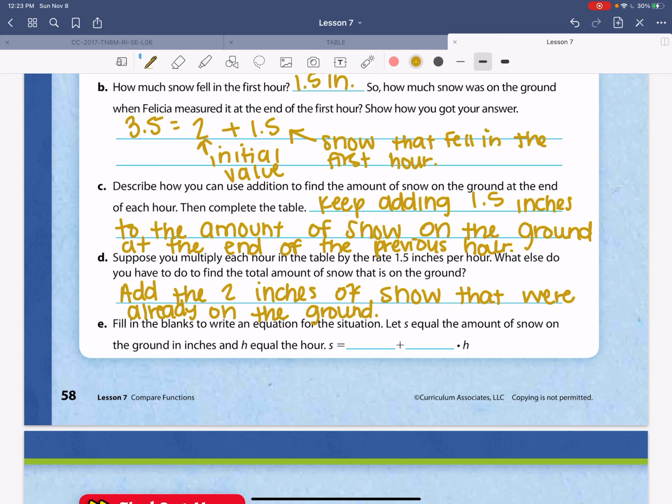Okay. E, fill in the blanks to write an equation for the situation. Let S equal the amount of snow on the ground in inches and H equal the hour. So the amount of snow on the ground is equal to 2 plus 1.5 H. Again, we already explained what both of these were in part B. We said 2 is the initial value.